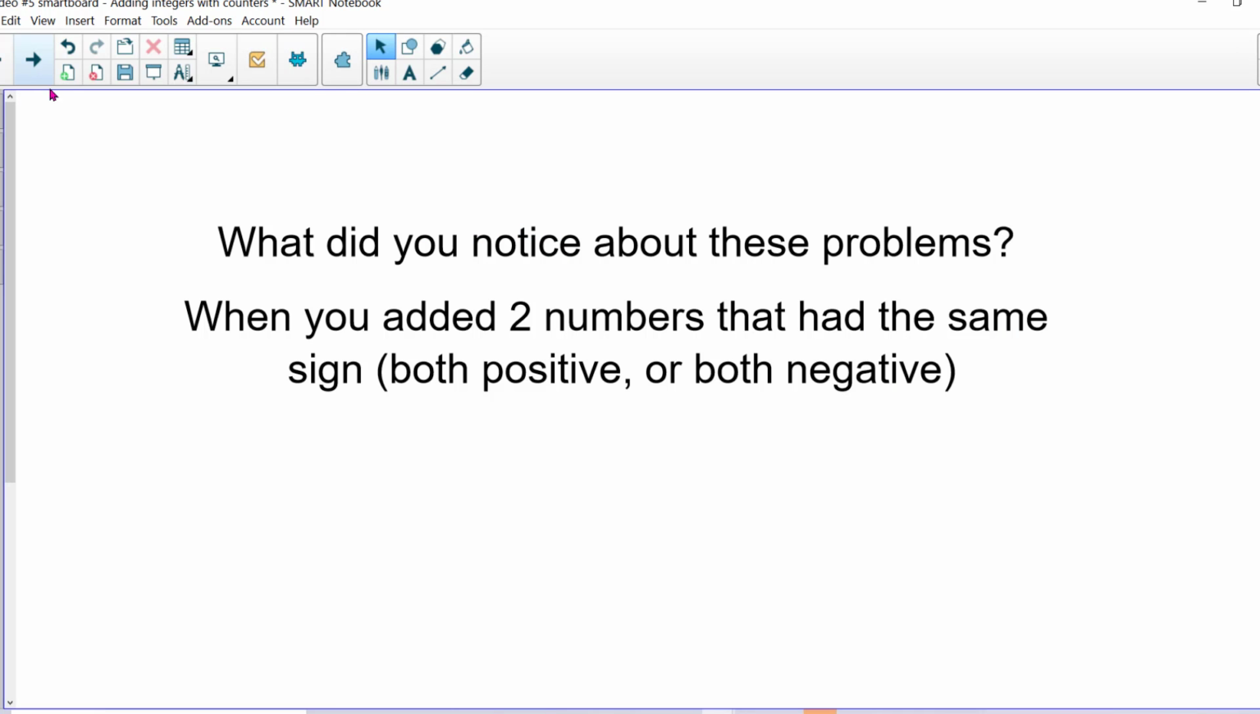Okay, how'd you do? And I also want you to ask yourself and write the answers down on your notes. What did you notice about those problems when you were adding 2 numbers that had the same sign? Meaning when you were adding 2 positive numbers or you were adding 2 negative numbers. What did you notice about the answer? And write down all the little things that might pop in your head. Write those down on your notes and we'll talk about those in class.